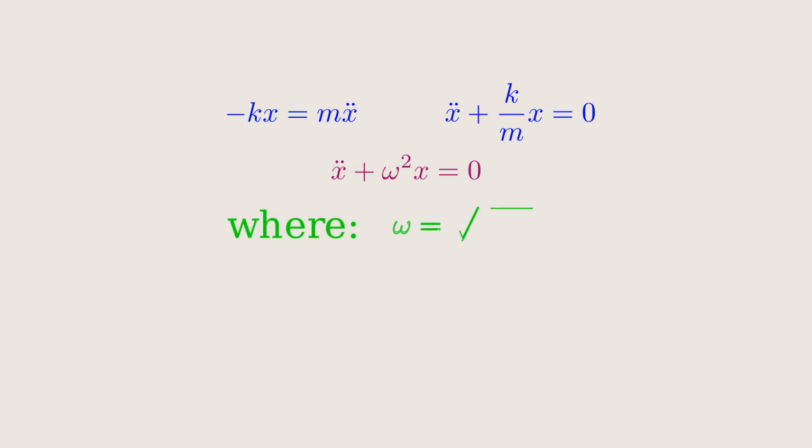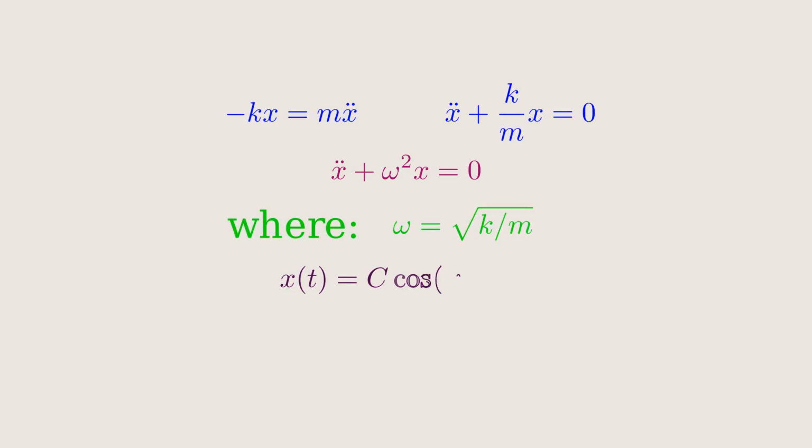From Newton's law, the spring force, minus k times x, equals mass times acceleration. Through division by m, we leave the second derivative of x alone. We simplify this into a form where we have the square of angular frequency omega in front of x.